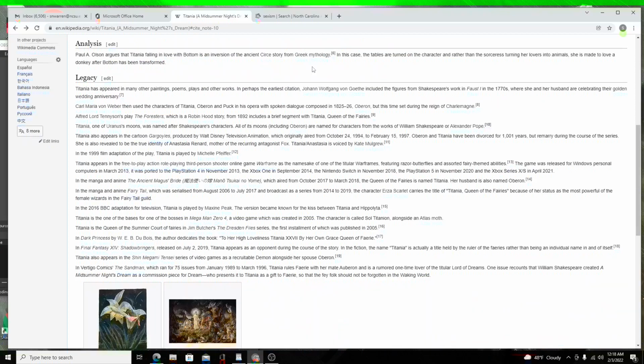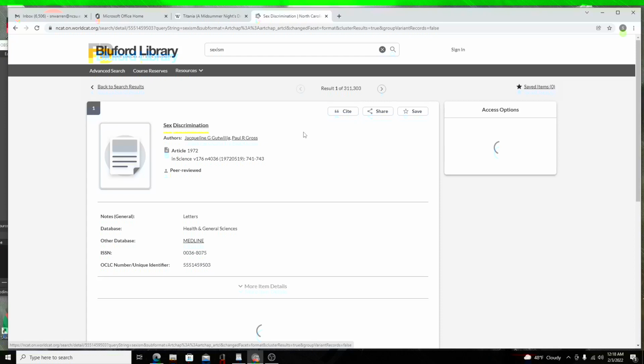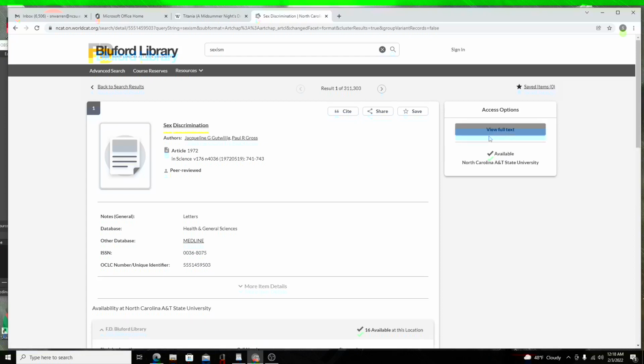One other thing before we leave, let's just do this really quick. We'll just do an article one more time. It's very similar to what we did with Titania on the Wikipedia page. So let's click on sex discrimination. Let it load really quickly. And view the full text. This can also be a good way. Again, this one's from JSTOR, right? Huzzah. Oh, shoot, this one does not have one. Well, let's go back, because this one's an older one.